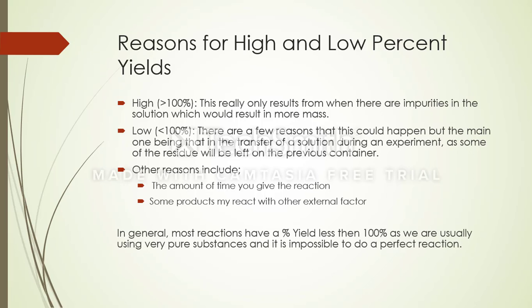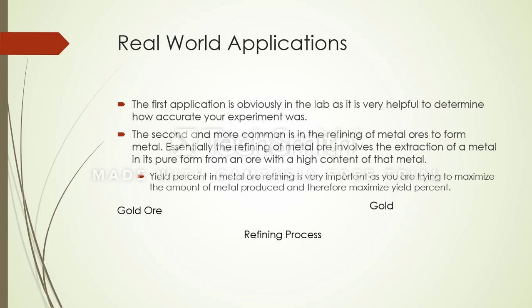In general, though, most reactions have a percent yield less than 100%, as, at least in a lab setting, it is impossible to do a perfect reaction, even when using very pure substances. It is also said that in lab settings, a percent yield of around 70% is very good. So even if it is lower than 100, it still is really good.